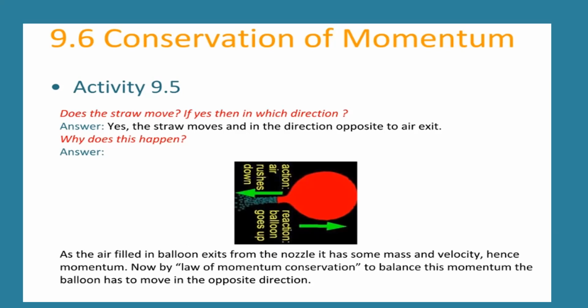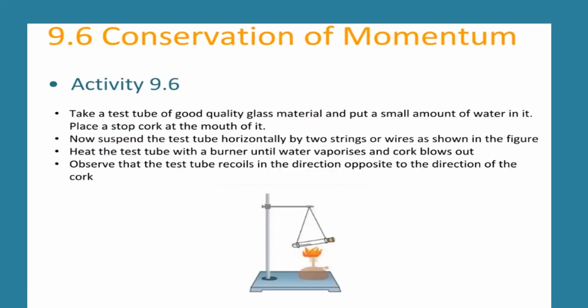Why does this happen? As the air filled in the balloon exits from the nozzle, it has some mass and velocity, hence momentum. Now, by the law of conservation of momentum, to balance this momentum, the balloon has to move in the opposite direction.